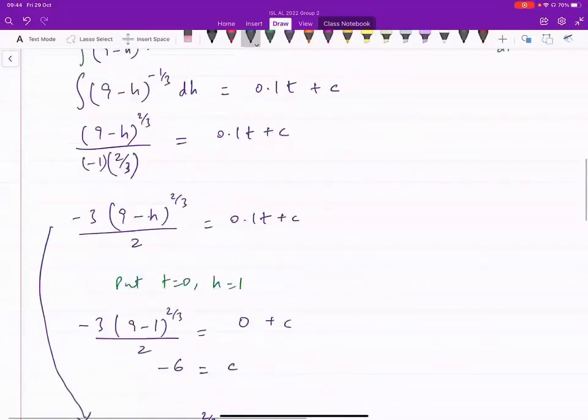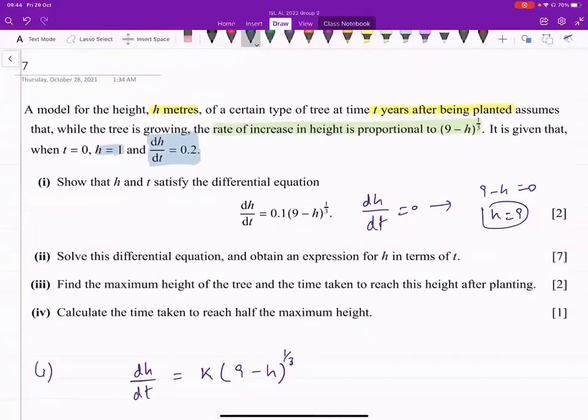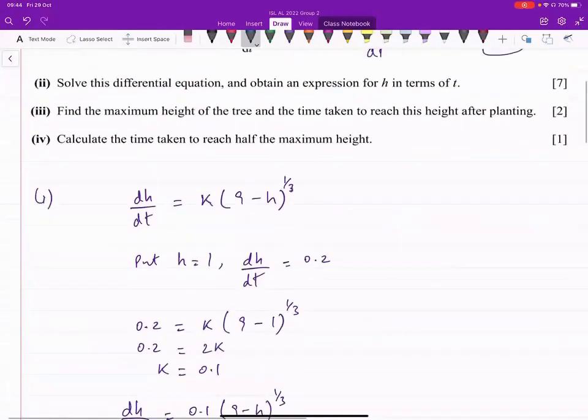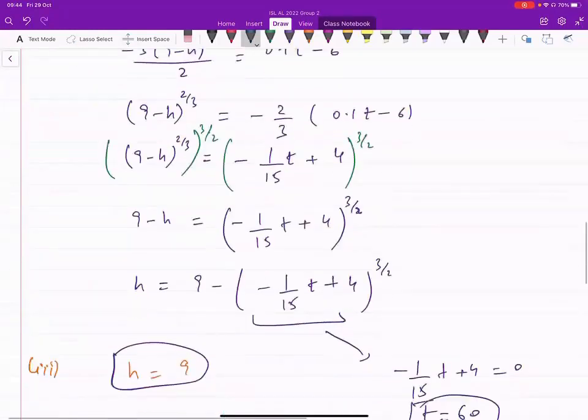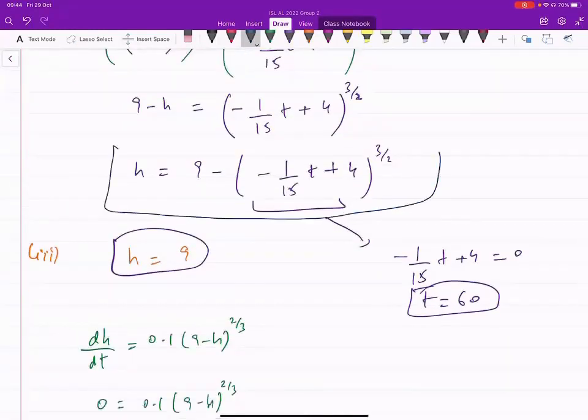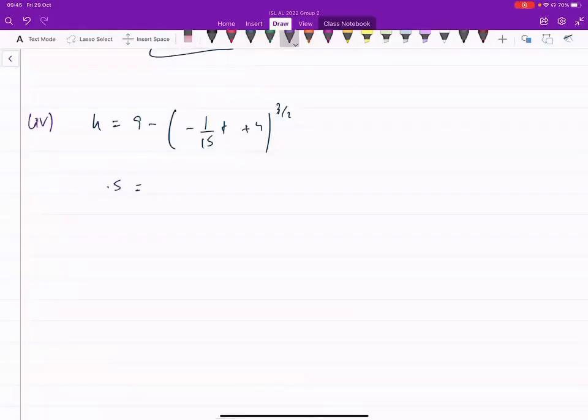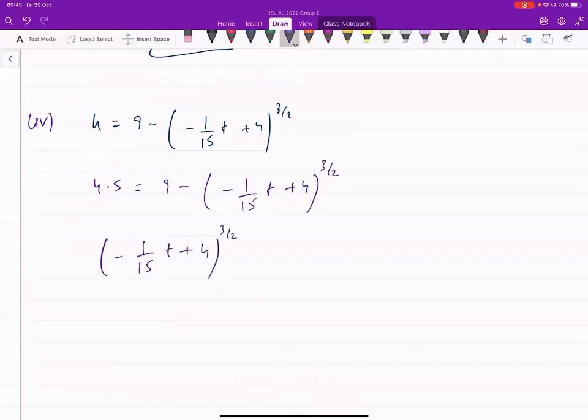Okay, let's go back and look at the third part. Calculate the time taken to reach half the maximum height. That's pretty straightforward. Maximum height is 9. Half is 4.5. You input 4.5 here. की जगह 4.5 input कर दिया. 4.5 equals 9 minus -1/15 times t plus 4 whole raised to power 3/2. What does this simplify to? यहाँ पास हो जाएगा -1/15 times t plus 4 whole raised to power 3/2.